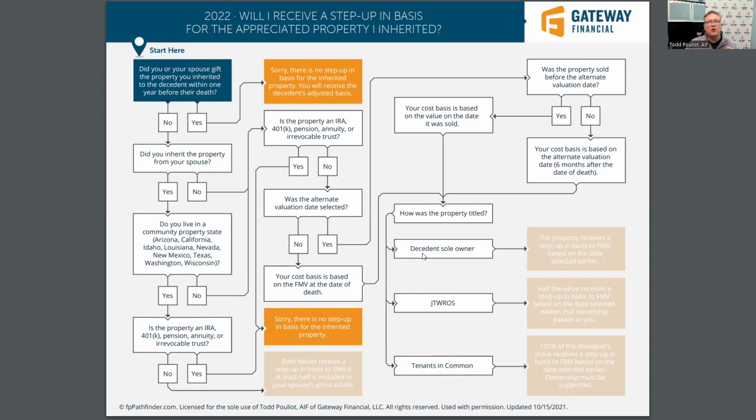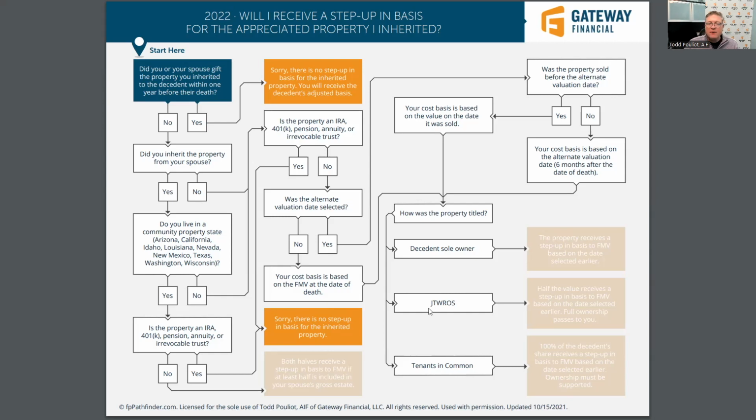If the decedent was the sole owner, the property receives a step up in basis to the fair market value based on the date selected earlier. And again, that could have been the date of death or the alternate valuation date. Joint tenancy with rights of survivorship. Now, this is a curious one that we see a lot of people make mistakes on. The issue is half of the value receives a step up in basis, not the whole thing, but the full ownership goes to you because, again, it was a joint account.